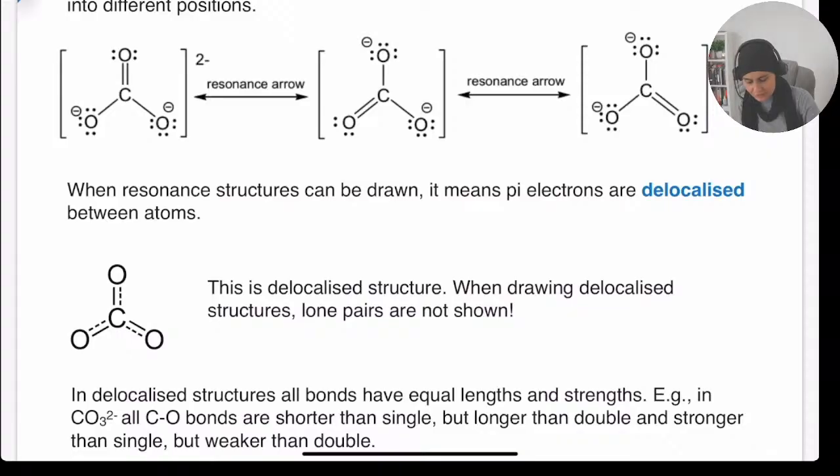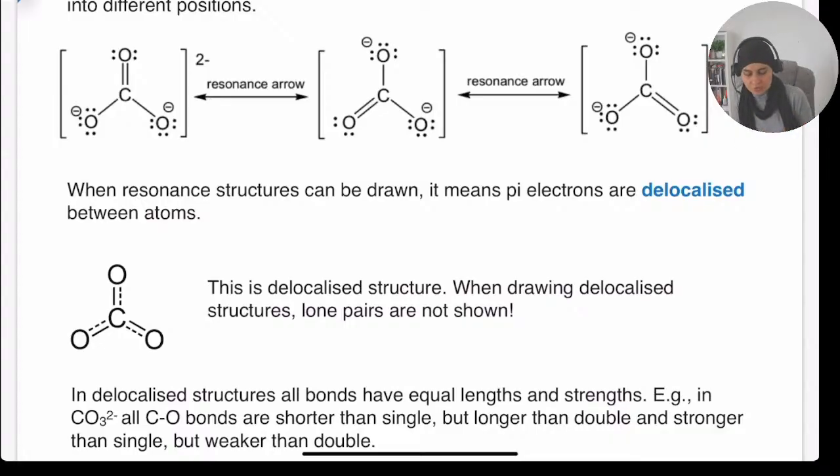So I could put the double bond here, here, or there. That's why I have the dotted lines to these three oxygens. And it's important when you draw resonance structures, if they ask you to draw resonance structures, you have to write it as a Lewis structure.